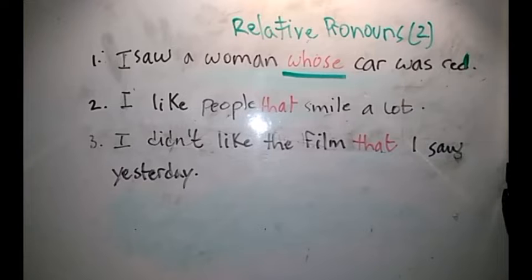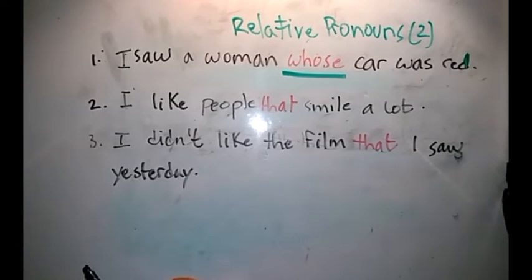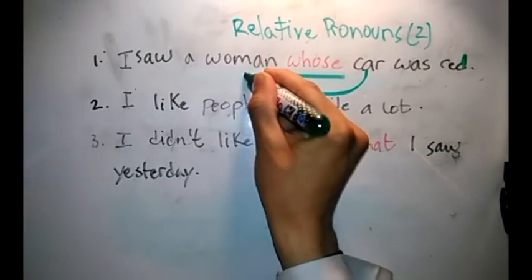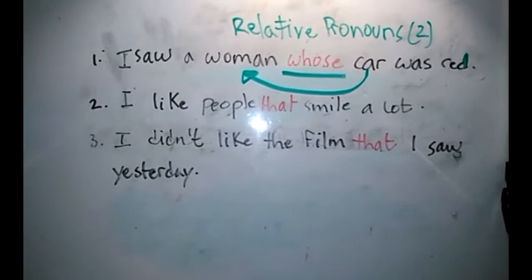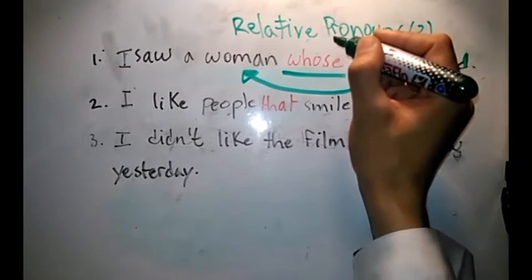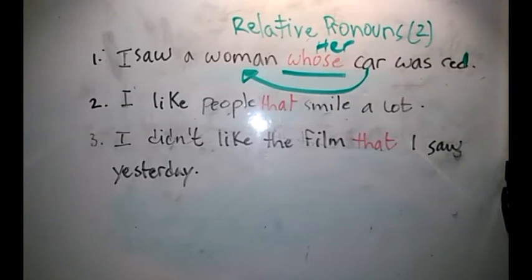So the relative pronoun here is, as you can see, whose. And we've used it to show that the car belongs to the woman. Also, whose replaces the possessive adjective her. Let me give you another example.